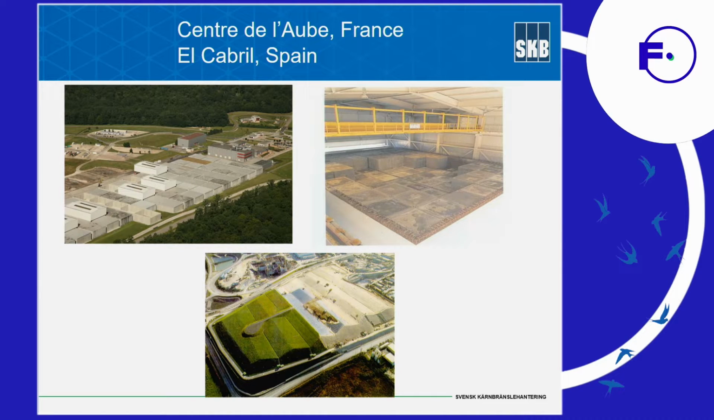For the surface facilities, and you see here the example from the Centre de l'Aube in France or El Cabril in Spain, essentially what you do is you build a house on the ground with thick concrete walls. Then you put the waste, as you can see on the right picture here, in these buildings, and you surround it by concrete. You cast the concrete lid on top of it, and once you have filled it, you put an impermeable material on top of it, and you cover it with grass, as can be seen on the bottom slide here.